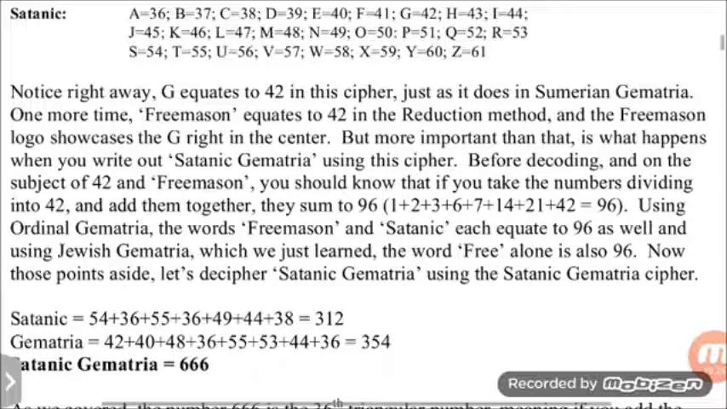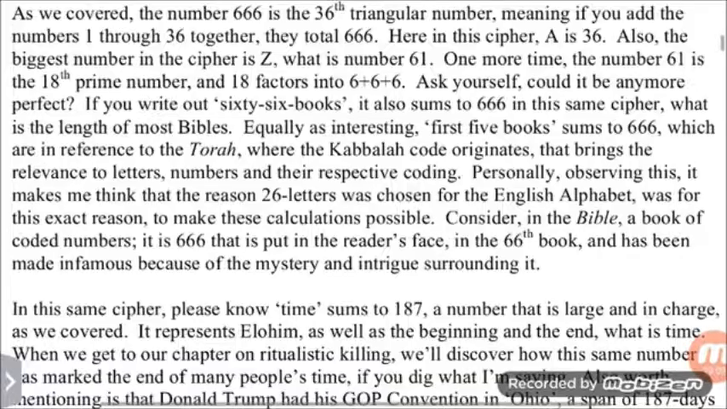Now those points aside, let's decipher Satanic gematria using the Satanic gematria cipher. Satanic equals 54 plus 36 plus 55 plus 36 plus 49 plus 44 plus 38 equals 312. Gematria equals 42 plus 40 plus 48 plus 36 plus 55 plus 53 plus 44 plus 36 equals 354. Satanic gematria equals 666. As we covered, the number 666 is the 36th triangular number, meaning if you add the numbers 1 through 36 together, they total 666.